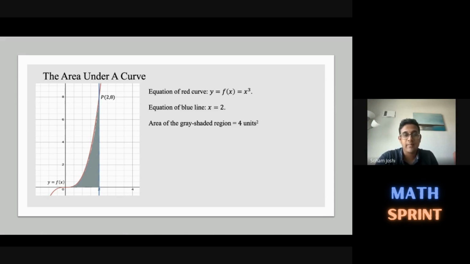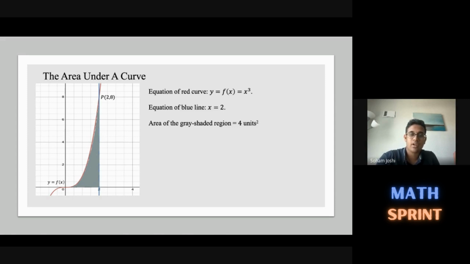So take a look at the image on the left. The red curve has an equation y is equal to f of x. In this scenario, we want to find the area of the region encompassed by the red curve, the positive x-axis, and the vertical line x is equal to 2, which is shaded in blue. I highlighted this region that I'm talking about in gray here.